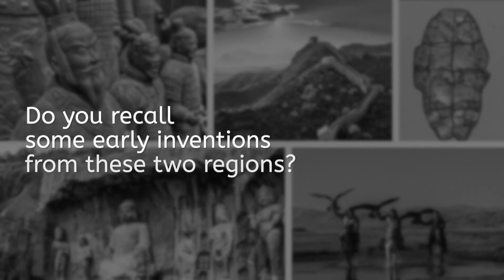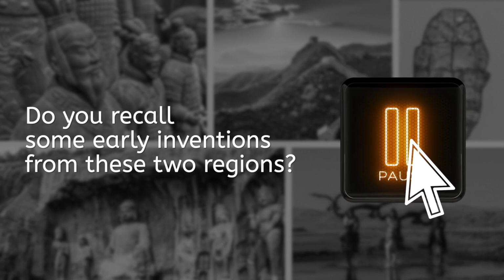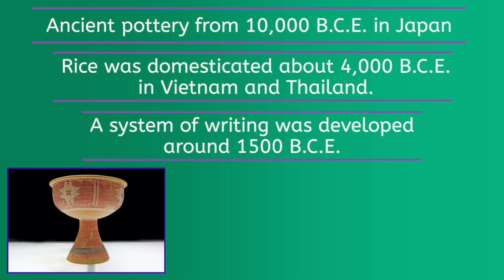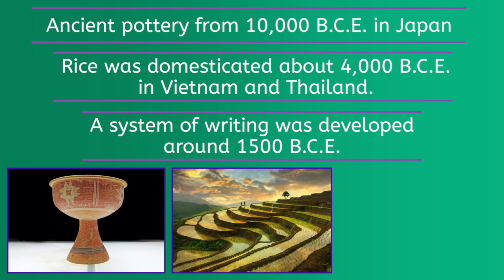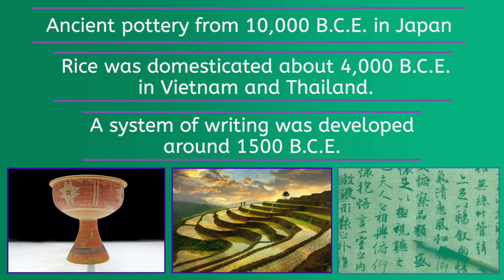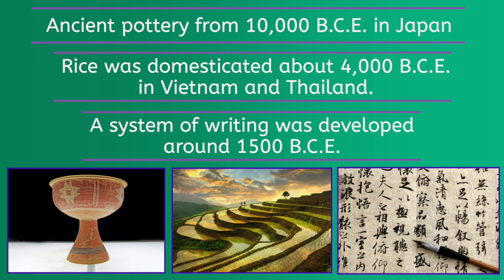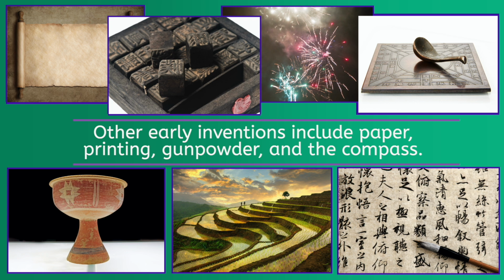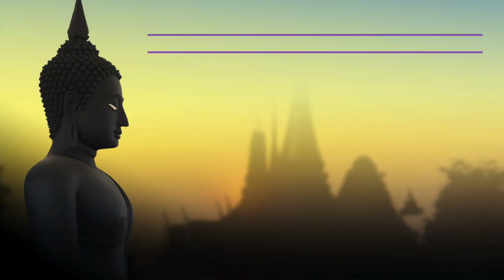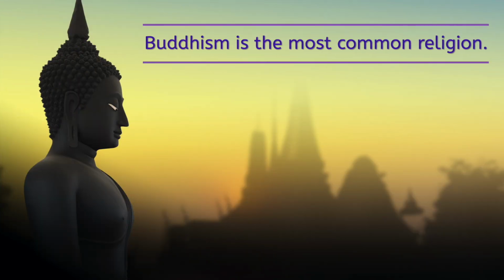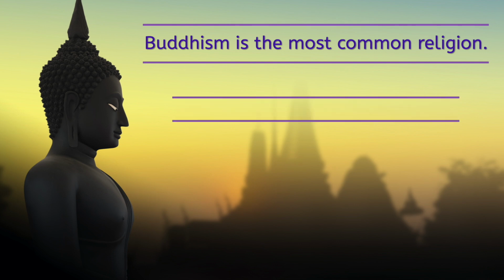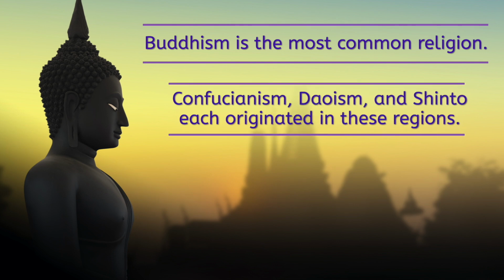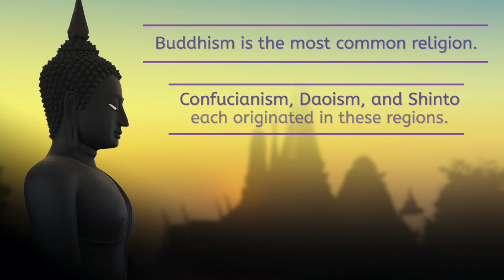Do you recall some early inventions from these regions? They include pottery, domestication of rice, a system of writing, and inventions such as paper, printing, gunpowder, and the compass. Buddhism, East Asia's most common religion, originated in India, but Confucianism and Taoism, both considered by many as a blend of religion and philosophy, began here, as did Shinto.